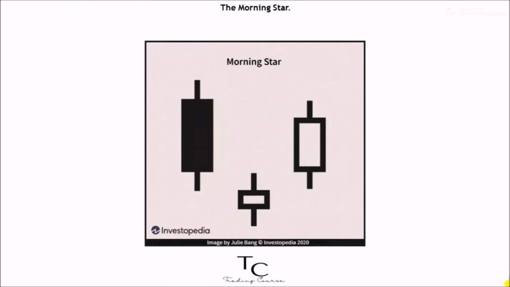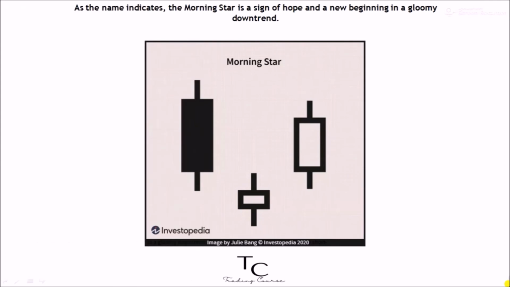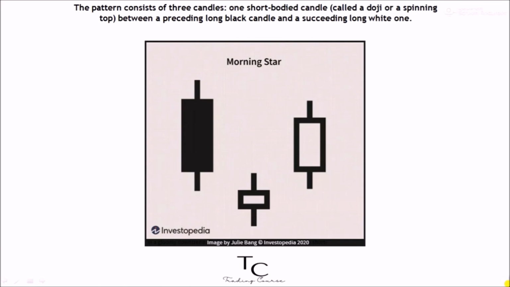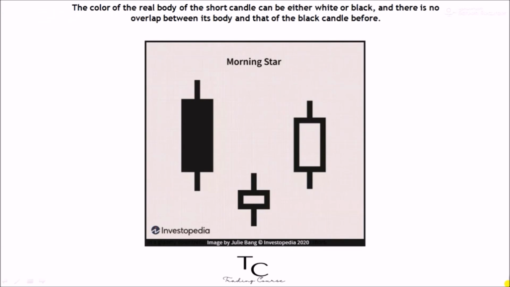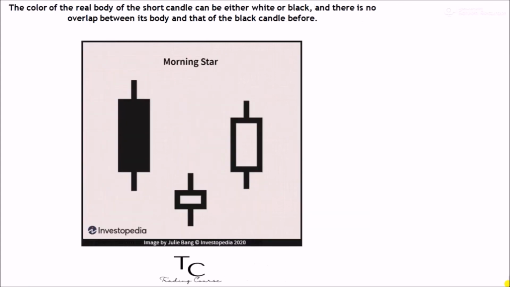The morning star. As the name indicates, the morning star is a sign of hope and a new beginning in a gloomy downtrend. The pattern consists of 3 candles. One short-bodied candle, called a doji or a spinning top, between a preceding long black candle and a succeeding long white one. The color of the real body of the short candle can be either white or black, and there is no overlap between its body and that of the black candle before.